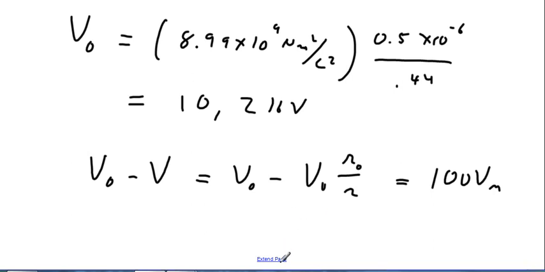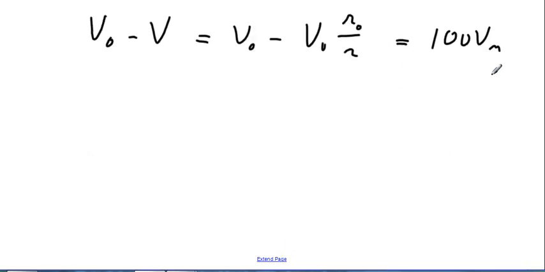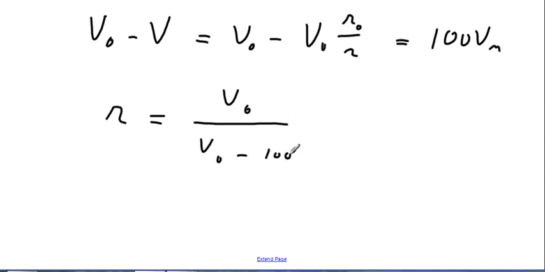Okay, so we know what the N's are. The N's are 1, 100, and 10. We know that because that's what we're solving for, A, B, and C. We're going to use that equation to solve for R. We have R is equal to V naught divided by V naught minus 100 volts N R0. Okay, so we know that.